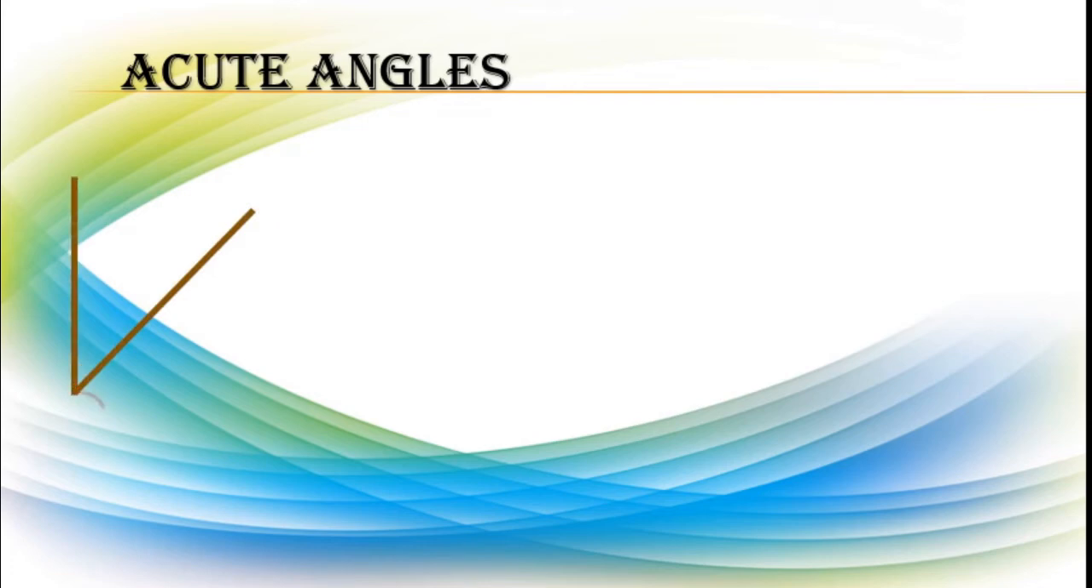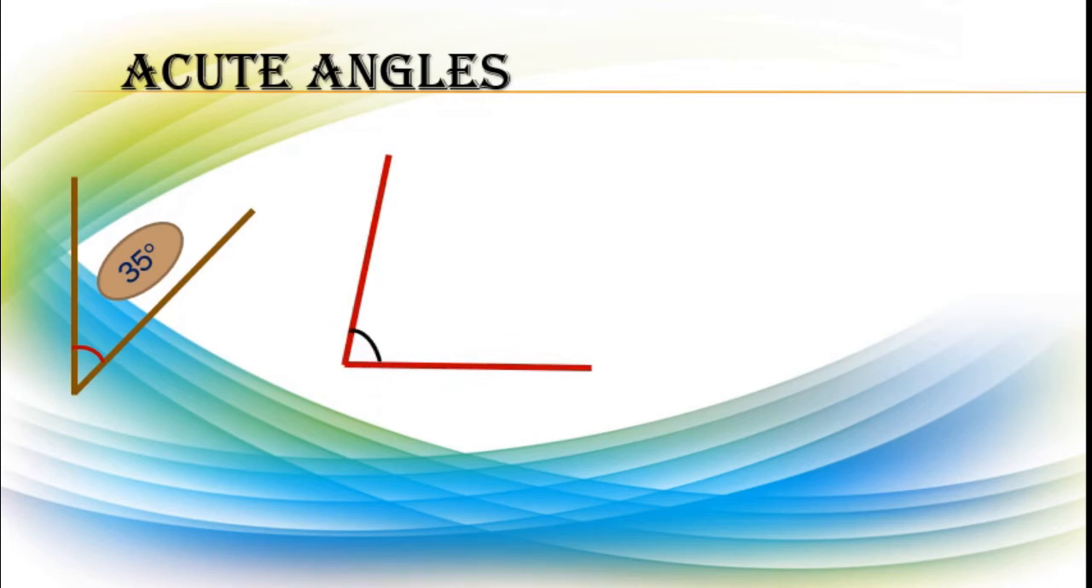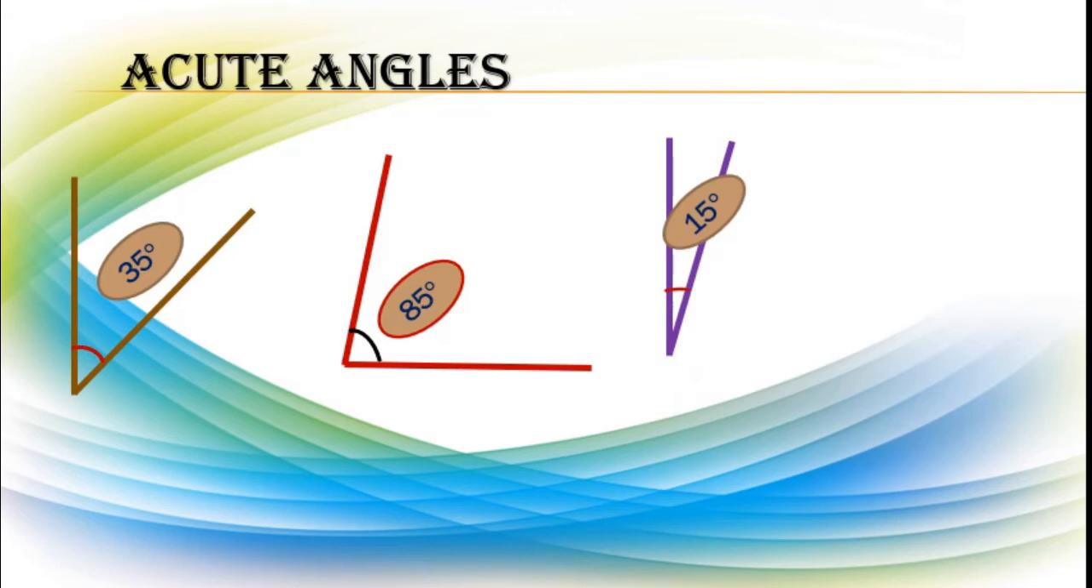We will see some more examples here. We will draw acute angles. See, this is 35 degrees, less than 90, isn't it? One more. This is 85 degrees, near to 90, but it is less than 90. See, this is a 15 degree angle. So this is an acute angle. See, this one is a 60 degree angle.